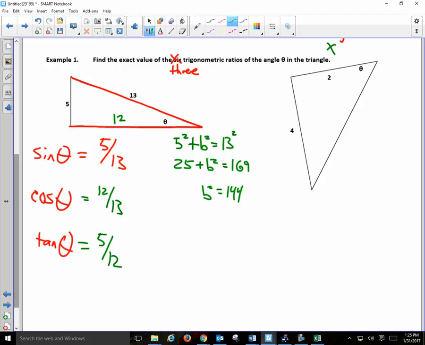Find sine, cosine, and tangent. Notice that theta has kind of moved location. The triangle's tipped a little bit.